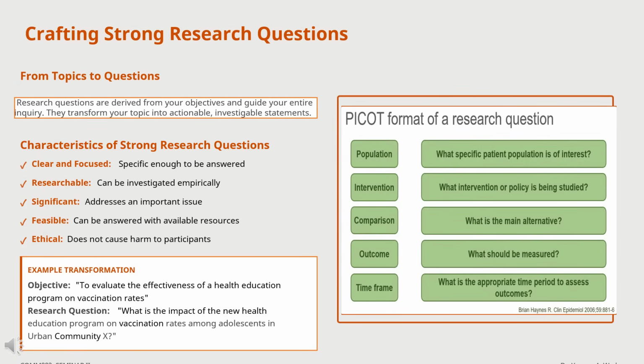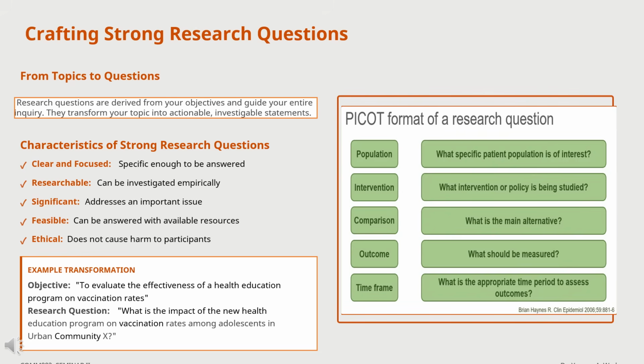After crafting your research topic, the next is to craft a strong research question. And these research questions usually are derived from your objectives and guide your entire inquiry. They usually transform your topic into actionable and investigable statements. Some of the key characteristics of a strong research question include: one, a good research question should be clear and focused. That is, it should be specific enough to be answered.